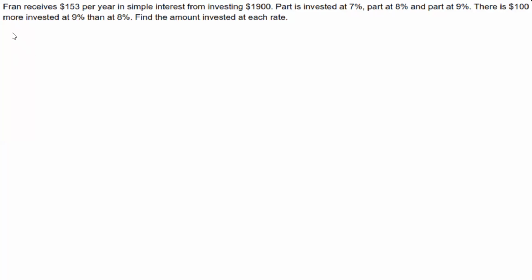So first things first, get on the page. But after that, we need to write what each one is. Let's let x equal the amount at 7%. And again, remember, when we put it into an equation, we have to do that. Then y is going to be the amount at 8%, or 0.08. And z is going to be the amount at the last one, 9%, and that's 0.09.